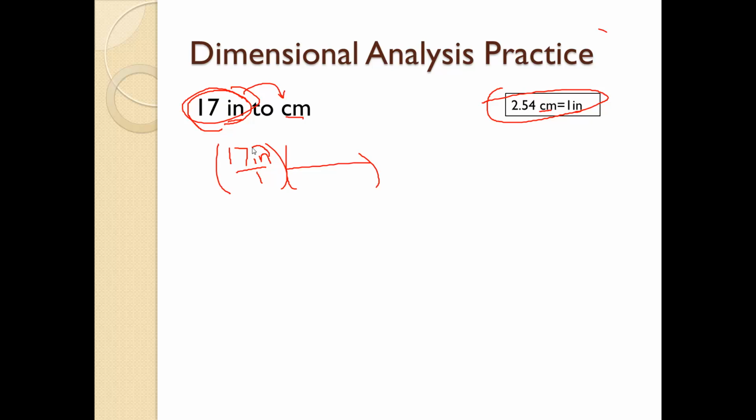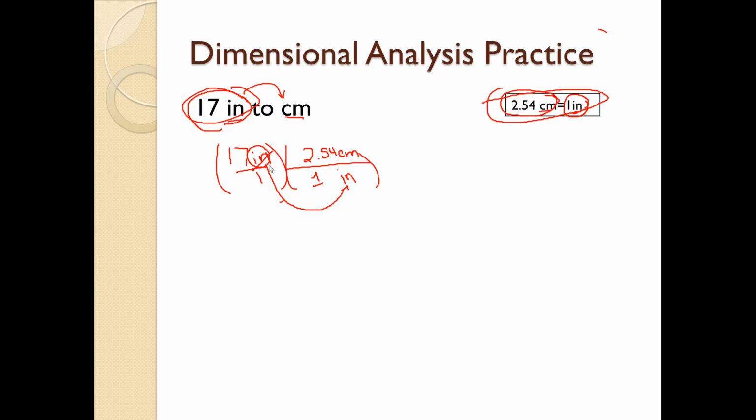We have inches on top, so therefore we want to put inches on bottom. Look at the conversion factor. You notice that 1 goes with inches. Therefore I'm going to put 1 next to it. Then on the top is going to be whatever it's equal to. So 2.54 centimeters over 1 inch.